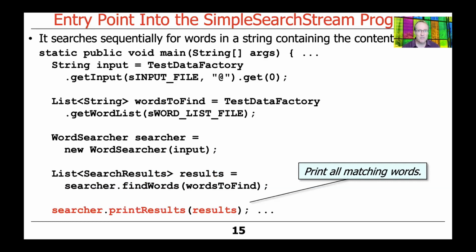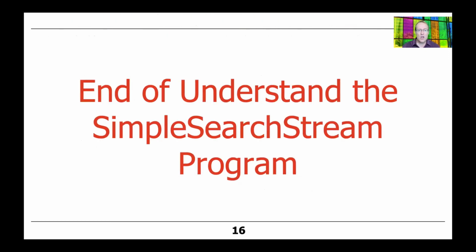There are a couple different print calls. I just show one of them here. The print results call is going to print the results out in a nicely formatted way so you can see where they occur. So that's basically the overall structure of the program. Of course, we will later come along and talk in a lot more detail about how all these things work. So that's the end of the overview of the SimpleSearchStream program. And now we're going to talk in more detail about other aspects of this that make it interesting.